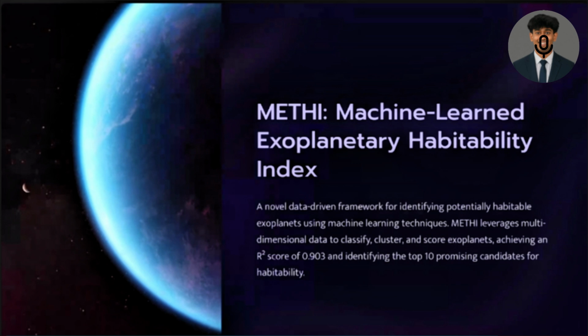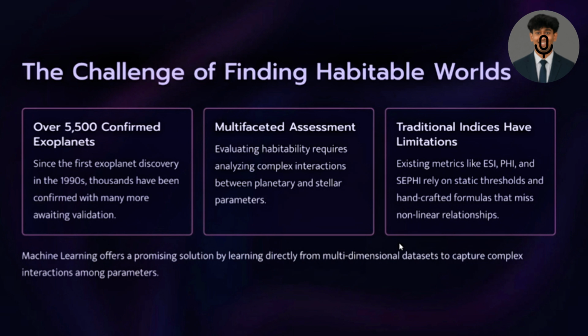Since the 1990s, there have been over 5,500 confirmed exoplanets, and there are still thousands more awaiting validation. However, the problem with checking if these exoplanets are habitable is that there are very different planetary and stellar parameters you need to take into consideration. There are some existing indexes like the ESI, PHI, and CEPHI. They are currently used, but they rely on handcrafted formulas which people made themselves, and sometimes they miss nonlinear relationships that we don't see with the naked eye.